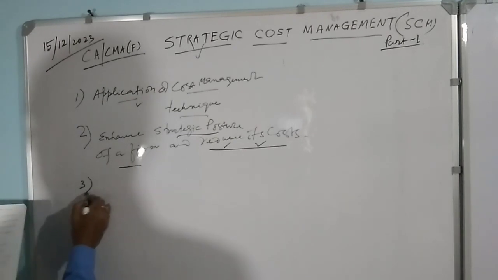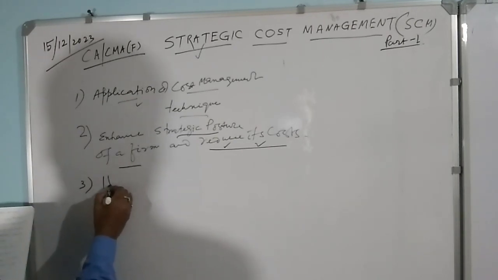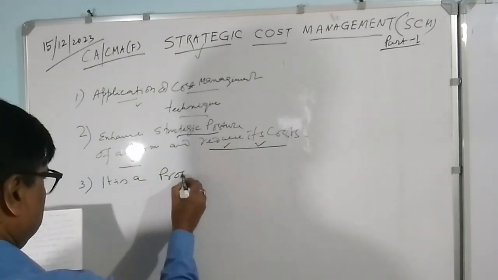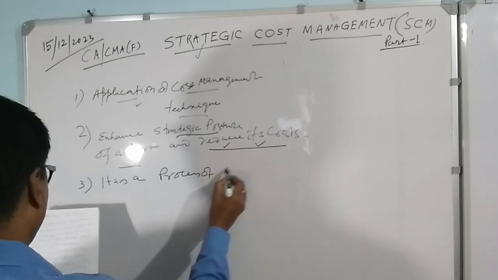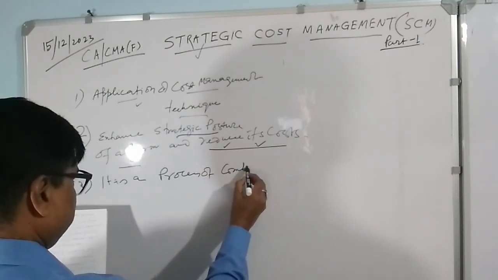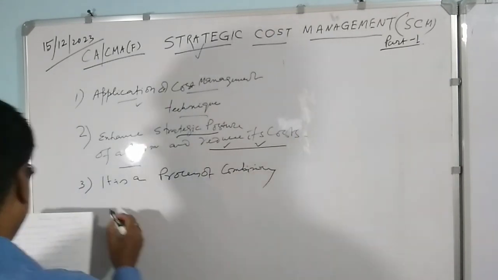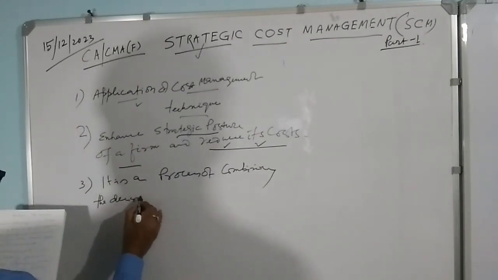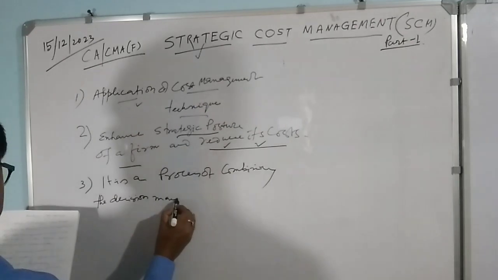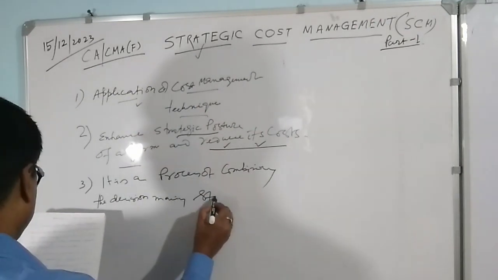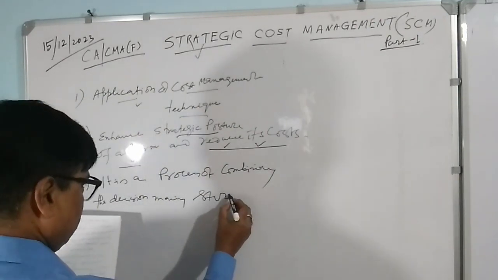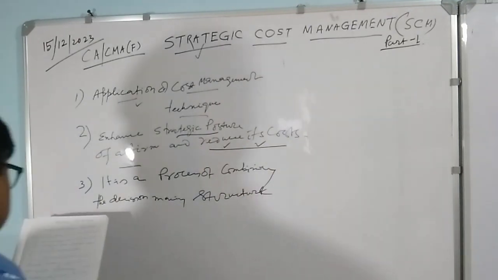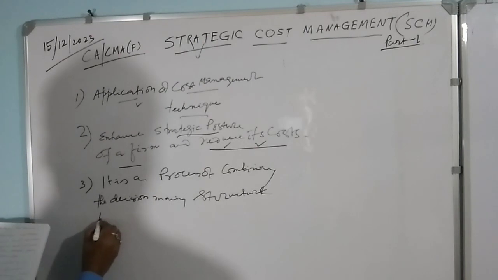Number three, this strategic cost management is a process of combining the decision making structure with the cost information.